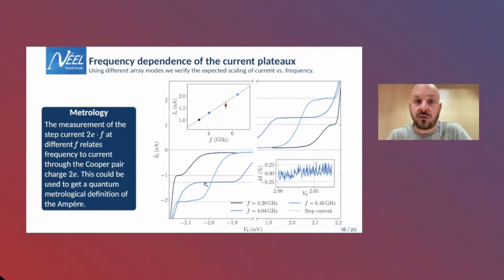For the sake of clarity, on this large graph I am plotting the current versus the voltage for these three different pump frequencies. The color code is the same: dark blue, light blue, and medium blue are for these three different cases. And you see that every time you get one plateau, and one plateau.